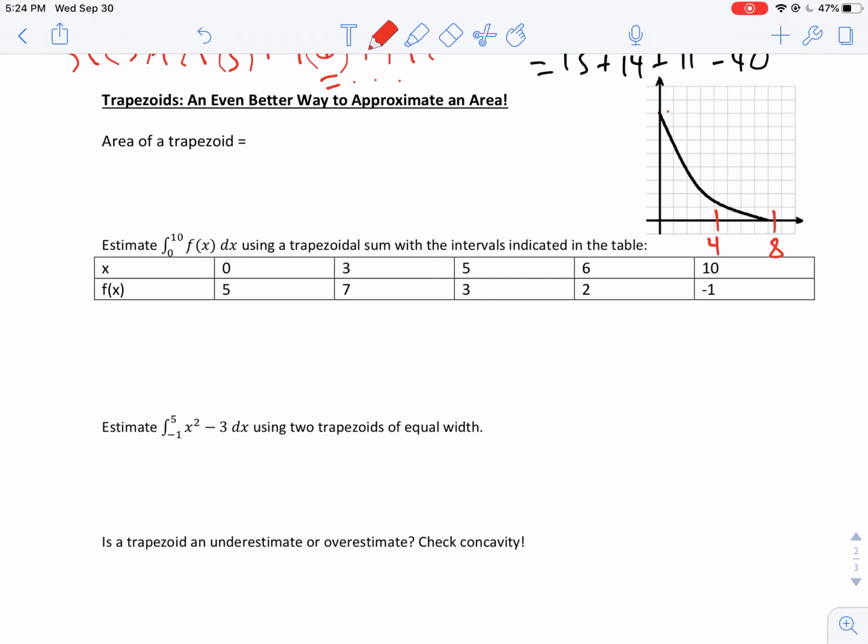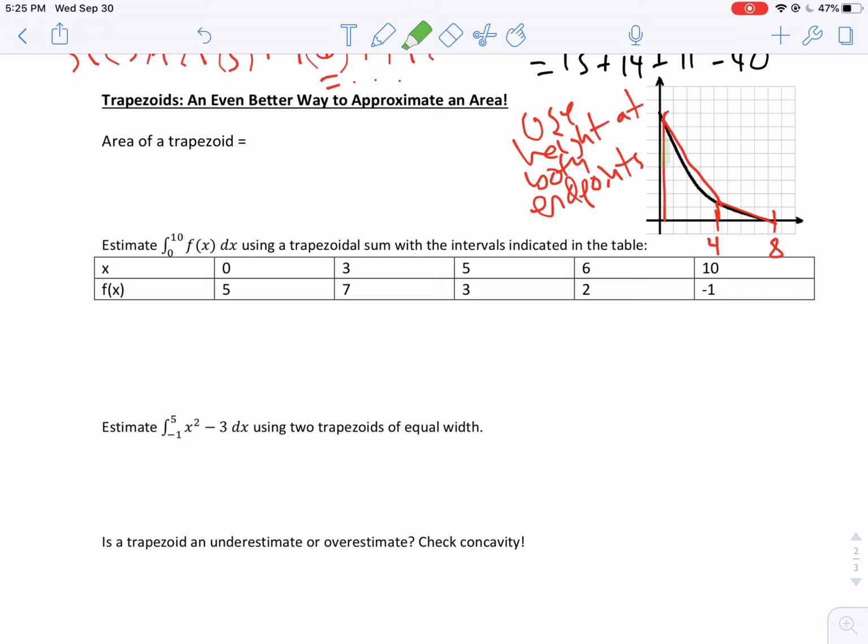So what we're going to do with a trapezoid is we're going to use the height at both endpoints. So instead of just using the height at one side or the other, we're going to use the height at both sides of our intervals. We're going to go up to the function at 0, we're going to go up to the function at 4, and then draw a straight line between those two. From 4 to 8, we're going to take the value of the function at 4 and the value at 8 and draw a straight line between those two.